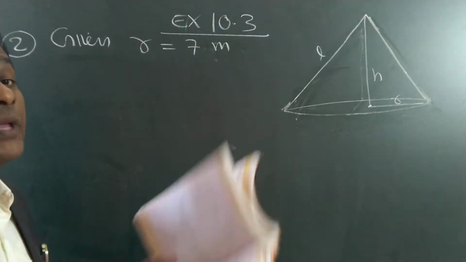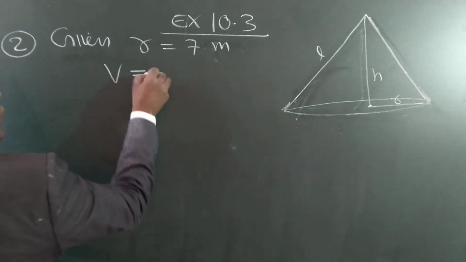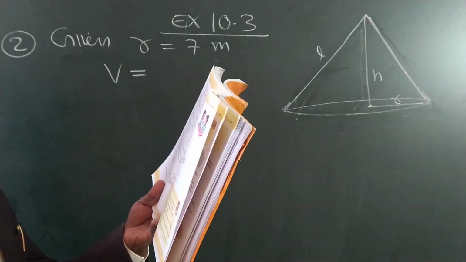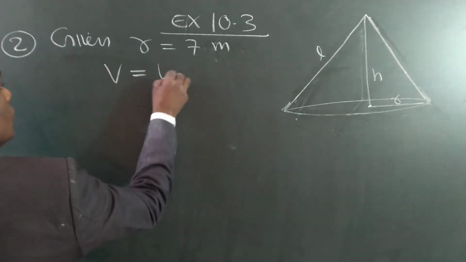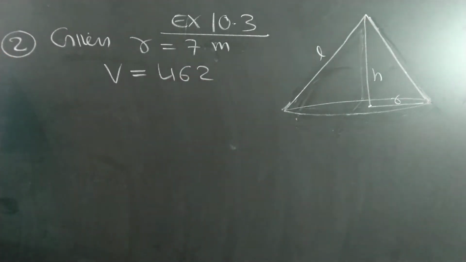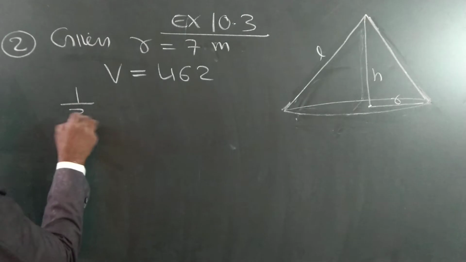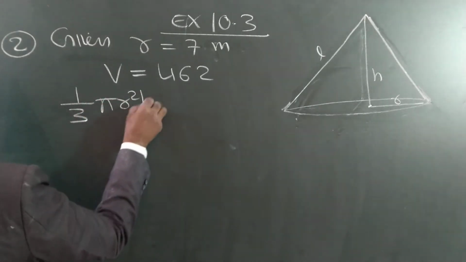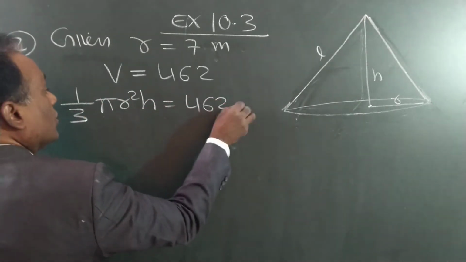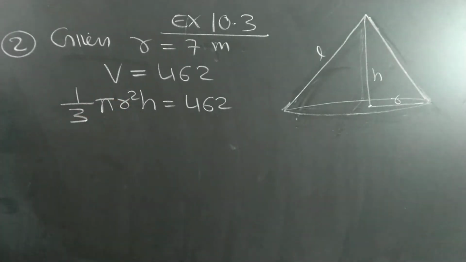And the volume is equal to 462. What is the volume of the cone formula? See the formulas for volume of the cone. Volume of the cone is 1 by 3 pi R square H. Volume of cone formula I gave: 1 by 3 pi R square H.